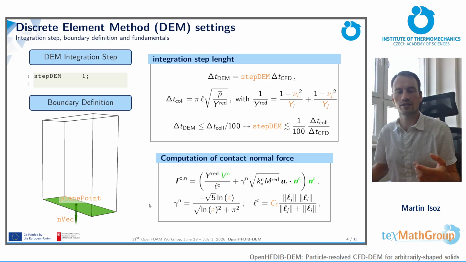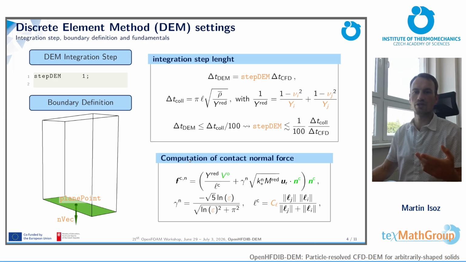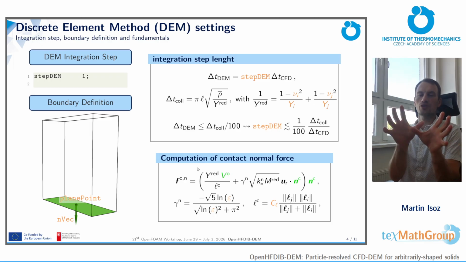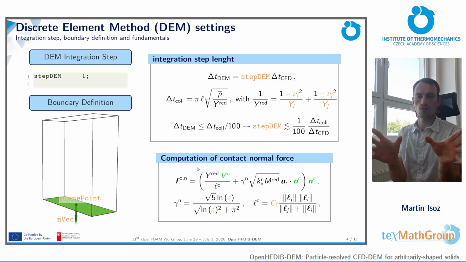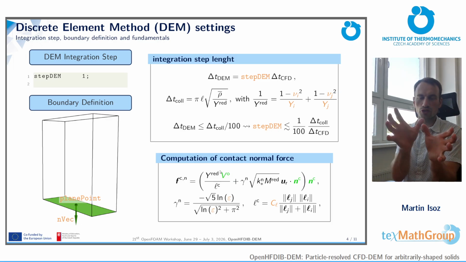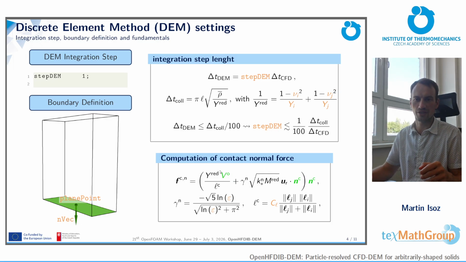We can take a look at the computation of the actual normal contact forces. Once more, we work with a soft discrete element method. We allow for small overlaps, and we use this small overlap to scale the magnitude of the contact force. In our case the size of the overlap is expressed through the overlap volume, so the volume shared between the two bodies in contact.